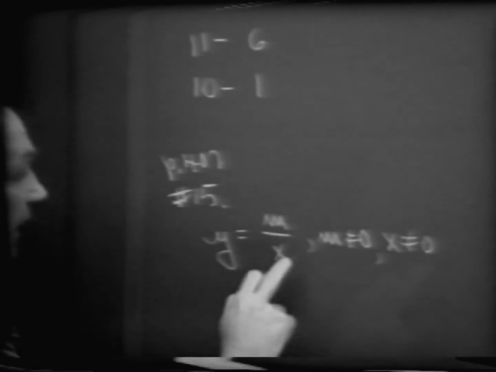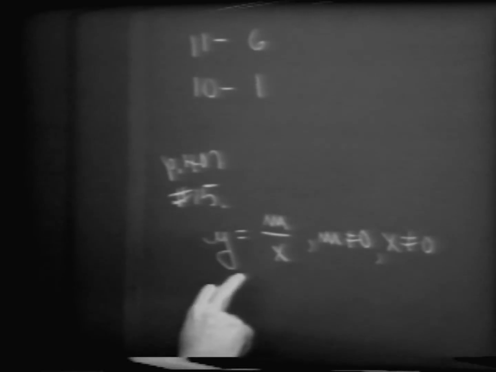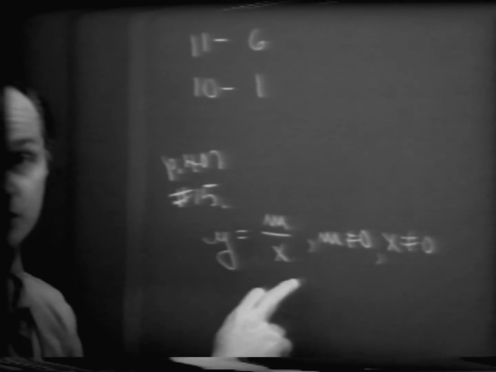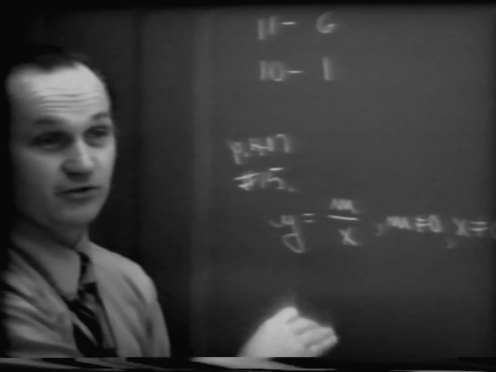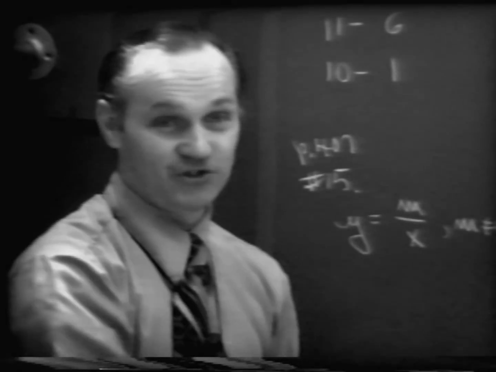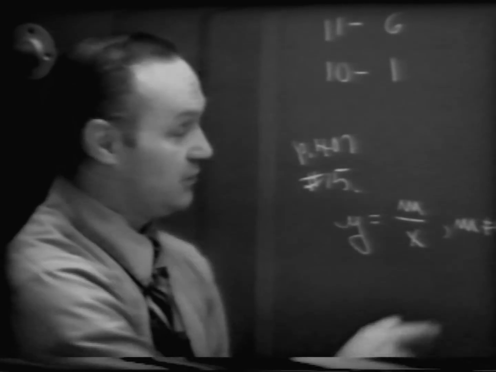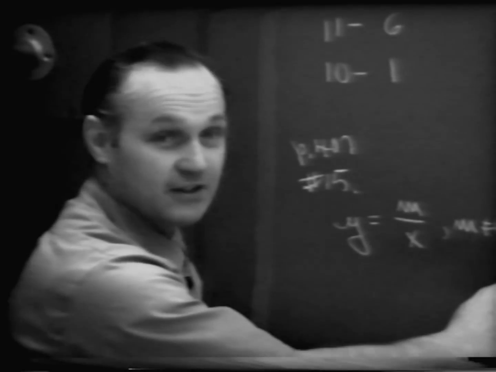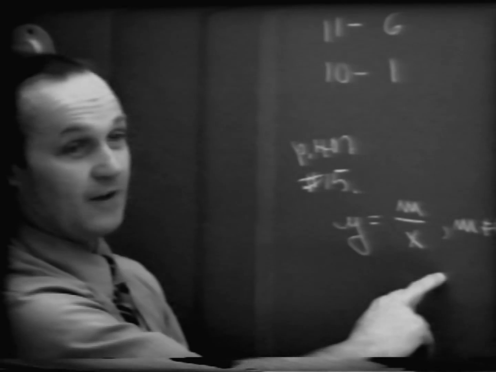Very good. M cannot, well, now let's see. If we had m equal to 0, we would have 0 over x, which is equal to 0, and of course y equal to 0 would then not be an inverse variation. So perhaps we should have included this restriction on m in addition to the one on x. Very good, Tom. I'm glad that you mentioned that.